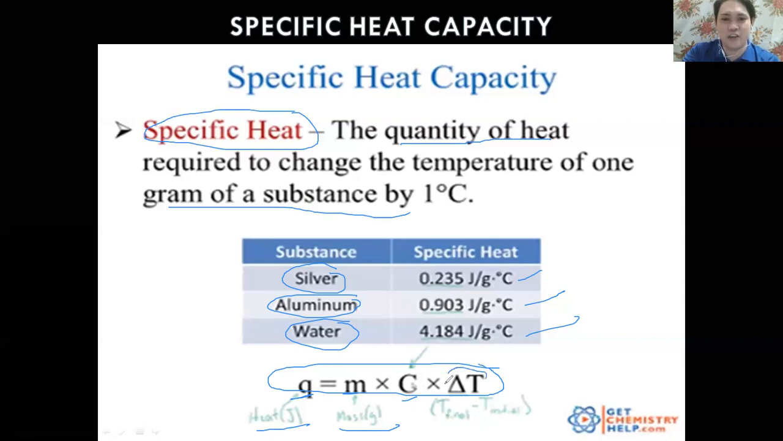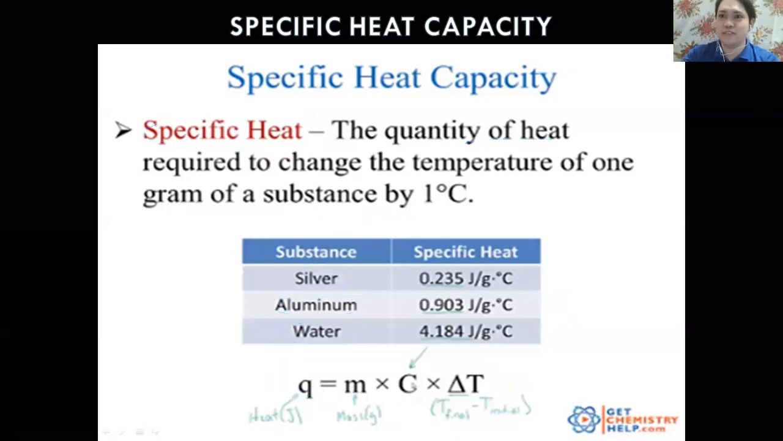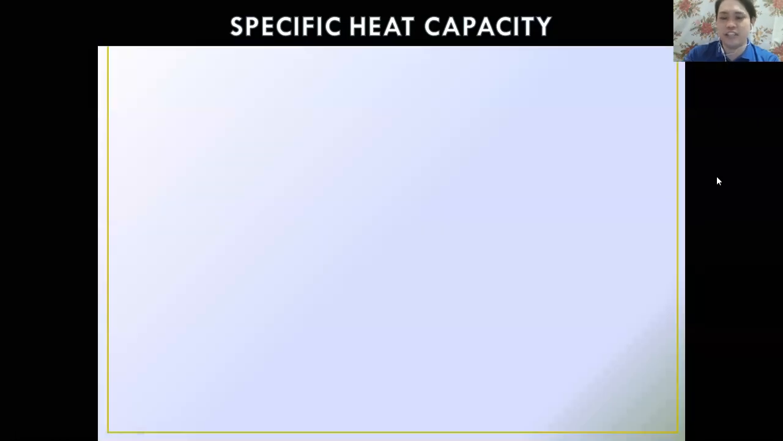And also, change of T means the final temperature minus the initial temperature. That means change of T can be attained by getting the difference of your final temperature and initial temperature. Do not forget how to find your change of T. You can find it by getting the difference of your final temperature and the initial temperature. So now, let's proceed to the next slide.